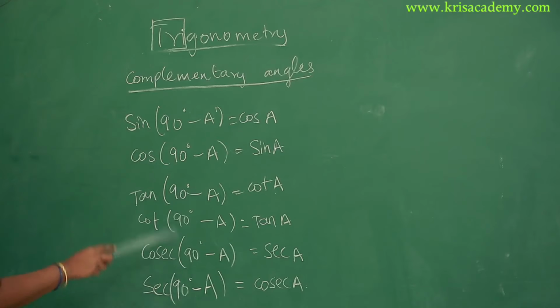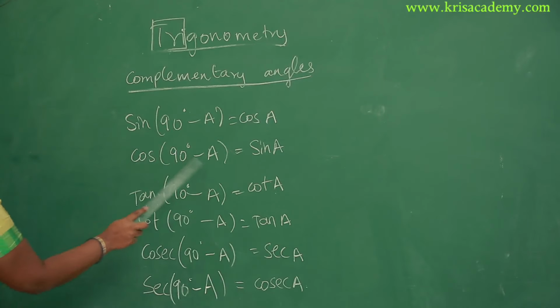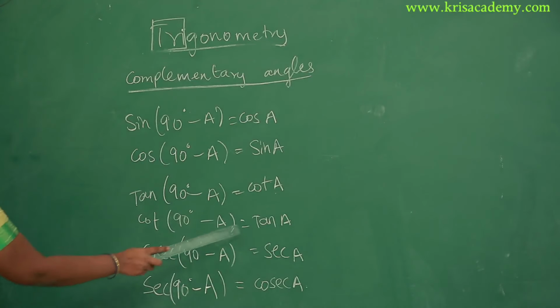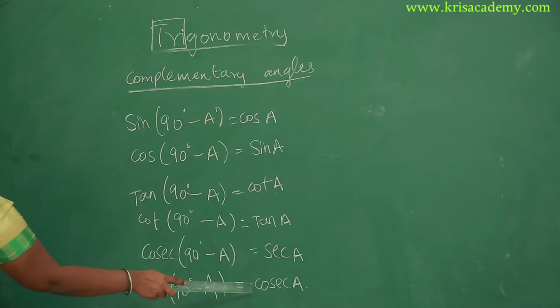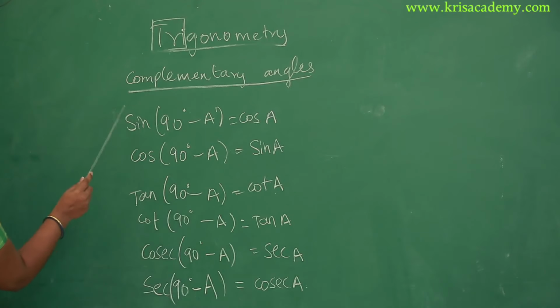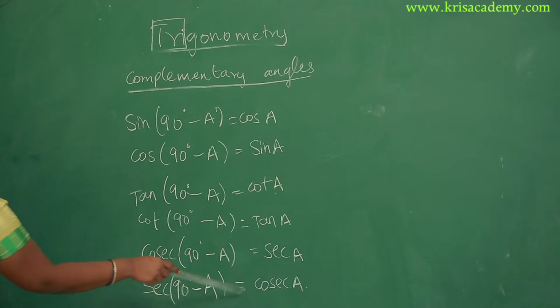So this much we can't read. So we'll tell: sin complement is cos A, cos complement is sin, tan complement is cot, cot complement is tan, cosecant, secant, secant, cosecant. So once again listen, complement of sin is cos, cos is sin, tan is cot, cot is tan, cosecant is secant, secant is cosecant. So these are the complementary angles.